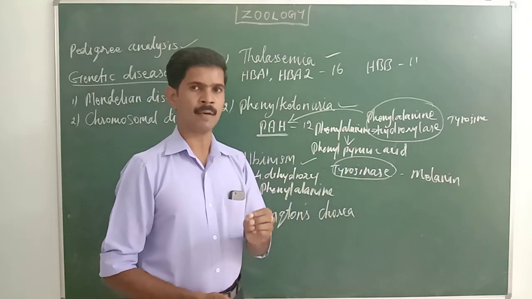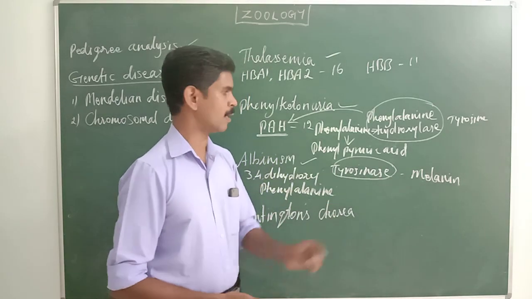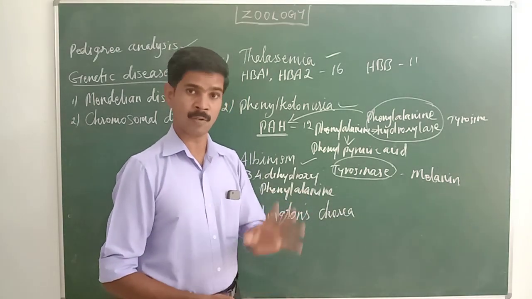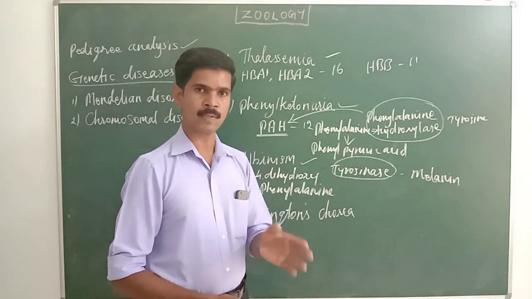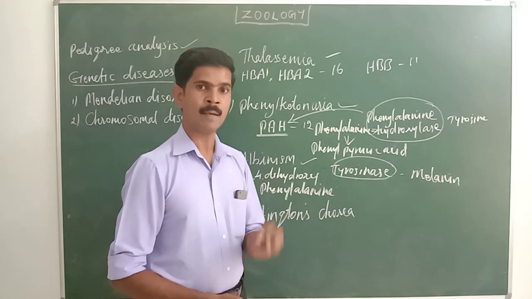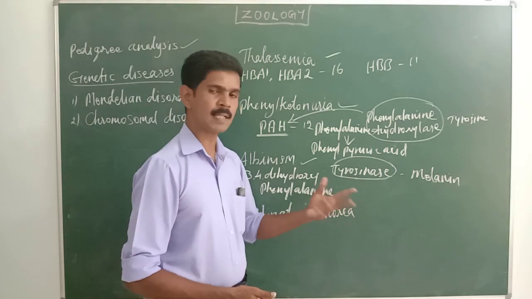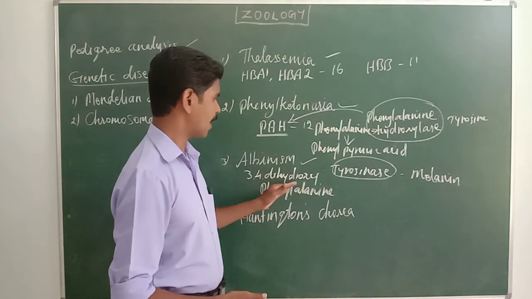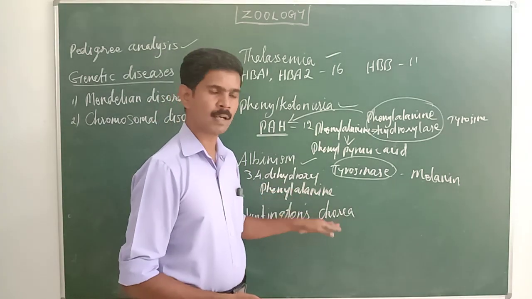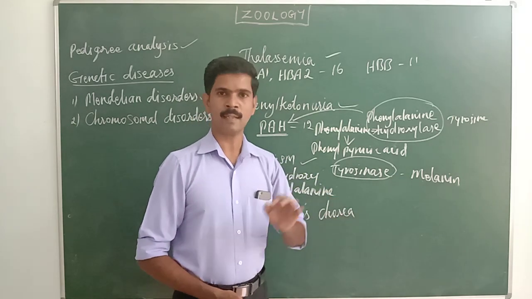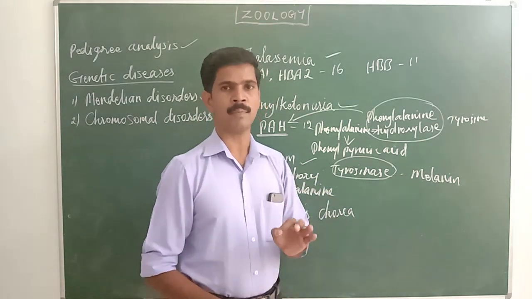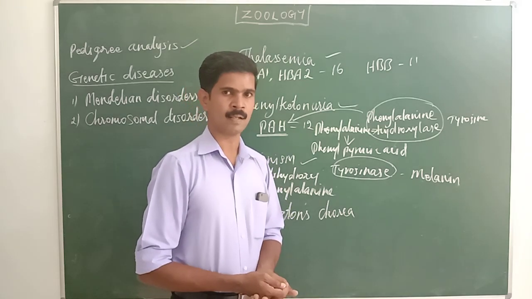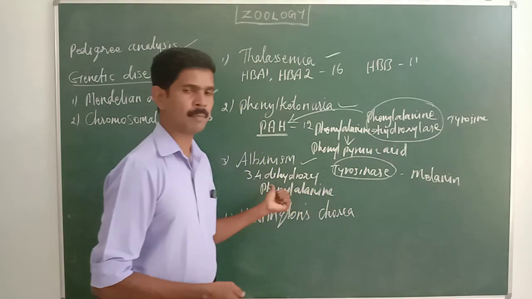If any person is affected with this albinism disorder, this tyrosinase enzyme is not produced inside the melanocyte. Melanocyte cells are present in the skin, but inside the melanocyte, this tyrosinase enzyme is not produced. So this 3,4-dihydroxyphenylalanine is not converted into melanin. So in their body, the amount of melanin pigment is completely absent or reduced. Understand of you? So hope you understood this albinism disease.